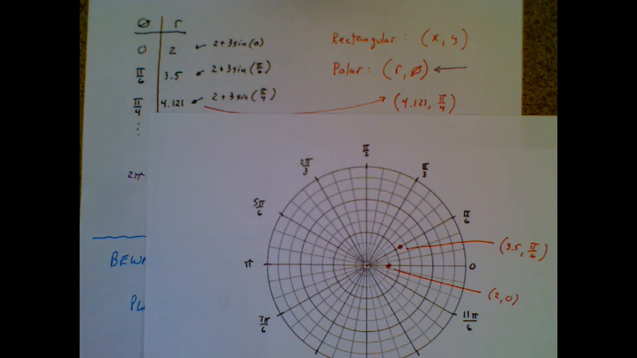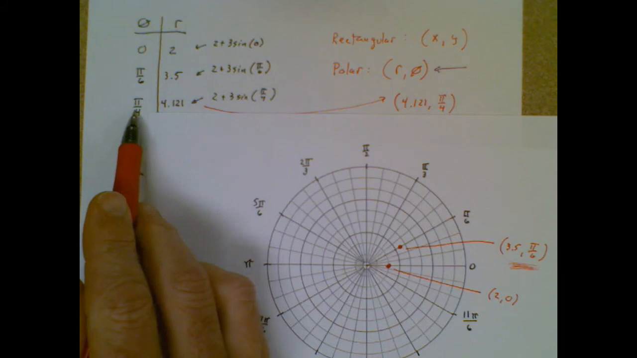3.5 comma pi over 6. Now you definitely know, or you suspect, that you're in polar coordinates, whereas 2 comma 0 you could kind of guess either way. All right, next point.